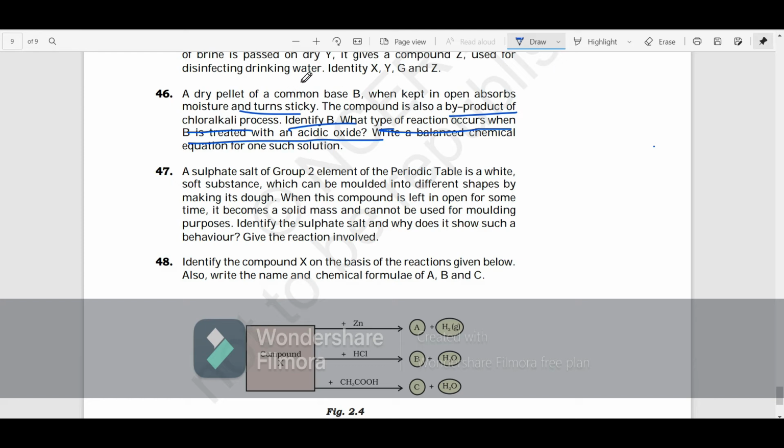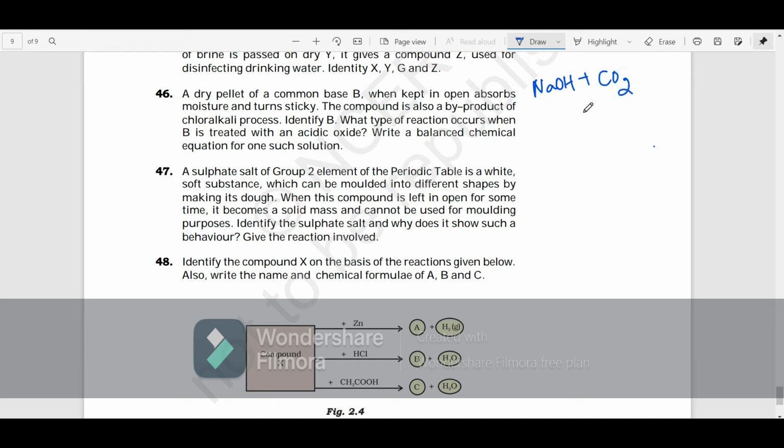So see, it's a common base B, and you know which base it is that absorbs moisture from the surroundings and turns sticky. Usually there are some compounds which absorb the moisture in the air and turn into something else. It turns sticky because it has absorbed the water. So this is basically NaOH. It's a special property of it. So this is a base. Let's see its reaction with some acidic oxide.